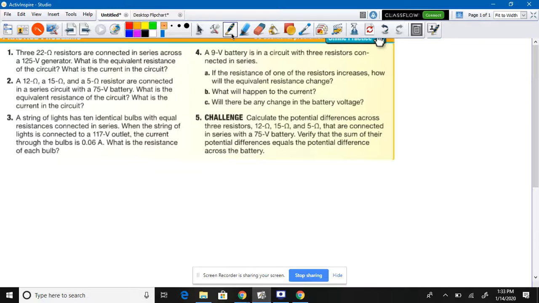Number 3, guys. A string of lights has 10 identical bulbs with equal resistance connected in series. When the string of lights is connected to a 117-volt outlet, the current through the bulbs is 0.06. What's the resistance? I think we need to draw a picture. All you do is divide. You got 1, 2, 3, 4, 5, 6, 7, 8, 9.